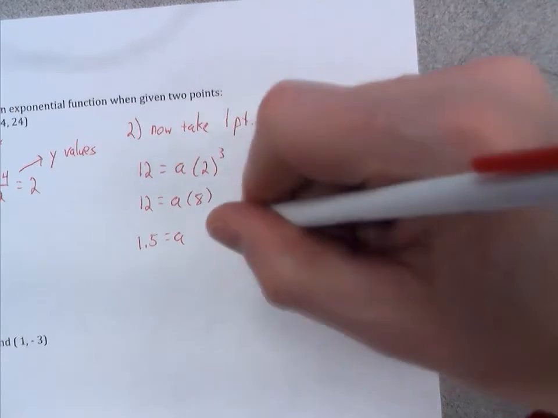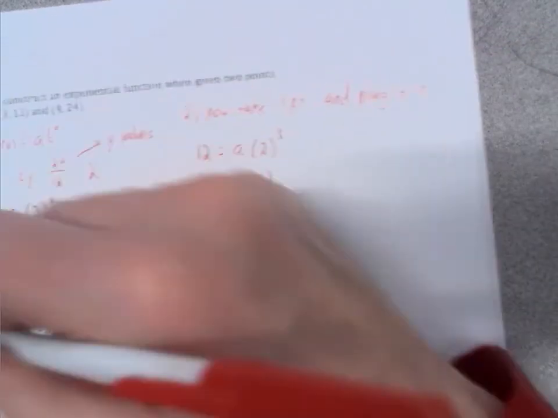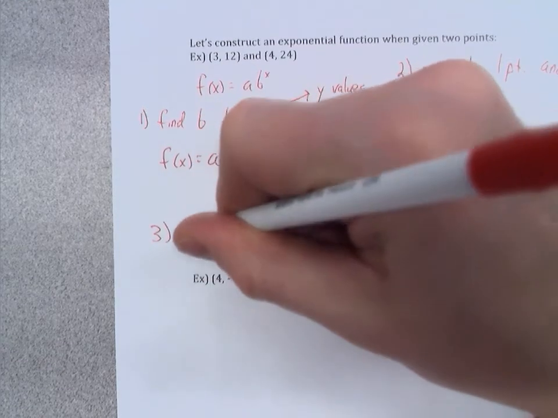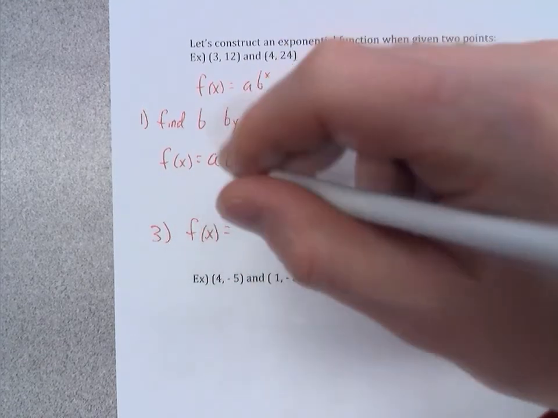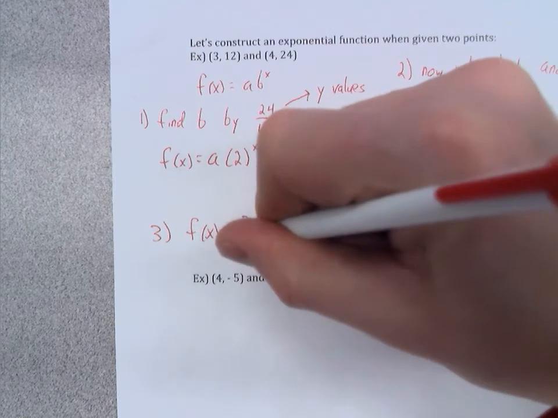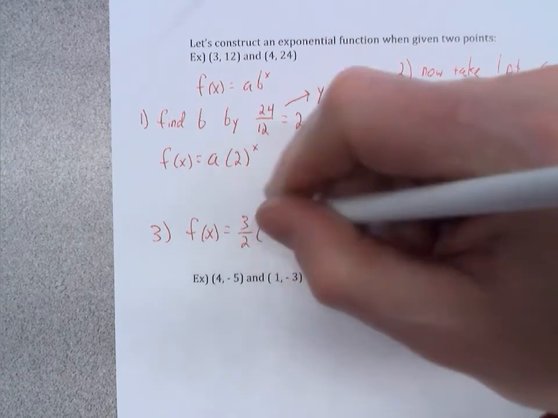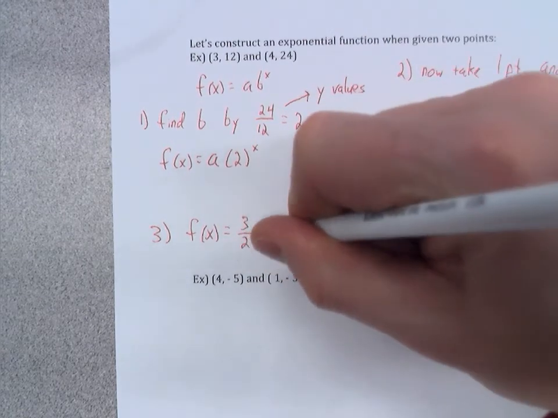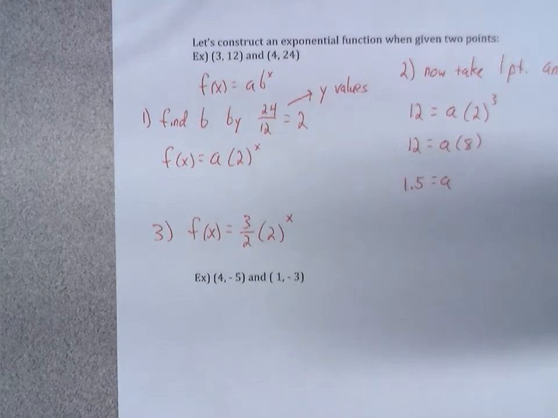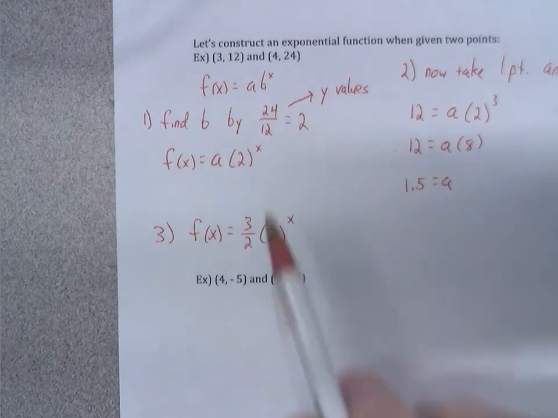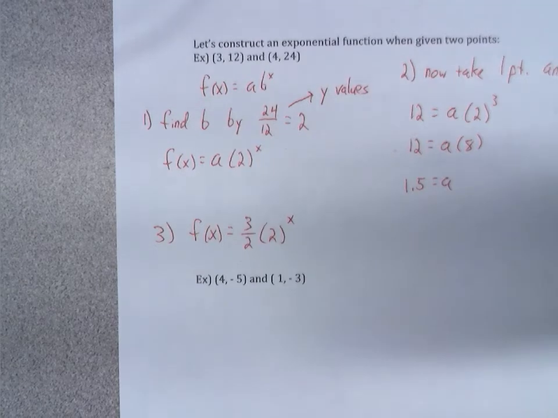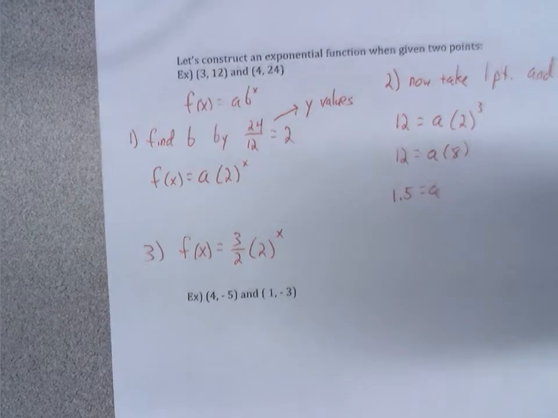So third step is now to write the full function. f of x equals 3/2, or 1.5 if you want to do it that way. It is a terminating decimal. And there's our function that would model this relationship, right? All right, let's try another one.